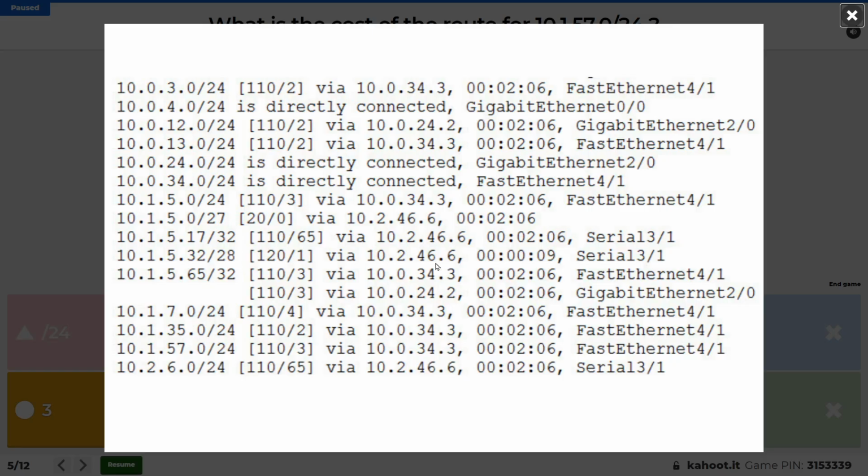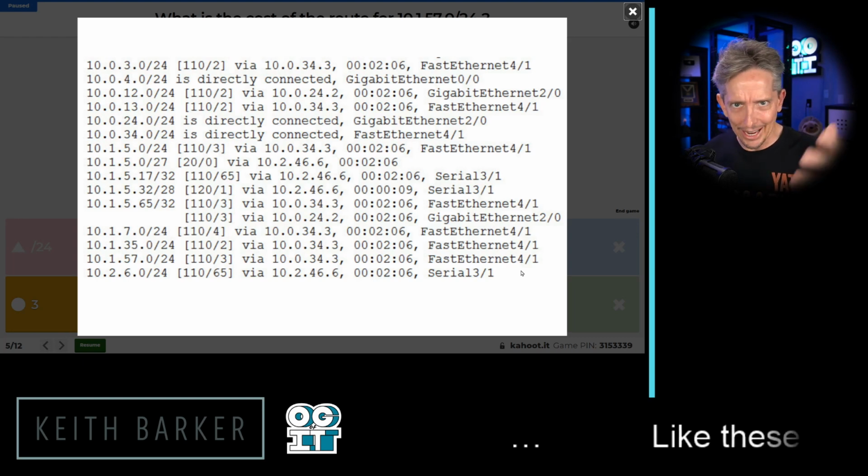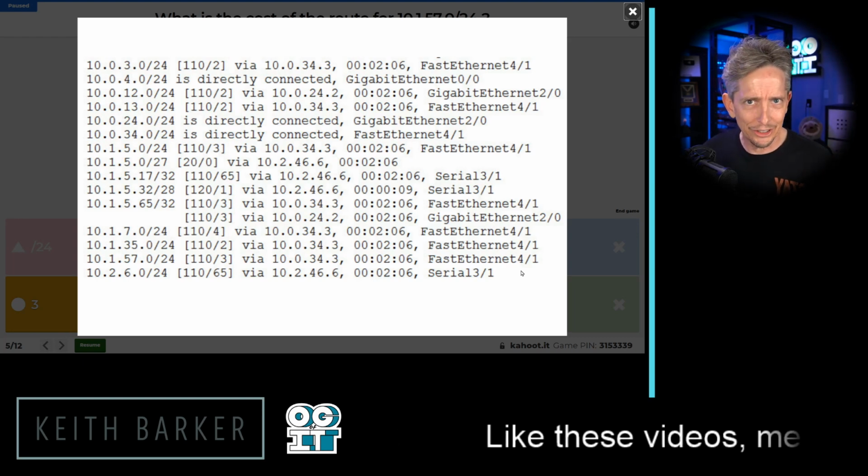So here's 10.157. There's the route right at the bottom there. AD is 110. The cost, or the metric, is 3. Next hop is 10.0.34.3. And the egress, the interface it's going to use to send it out, is going to be FastEthernet 4/1. Now, one of the thoughts might be, well, holy smokes, every time a packet comes in, it's got to look at it, look at the routing table, make a decision. No wonder it's going to be slow.